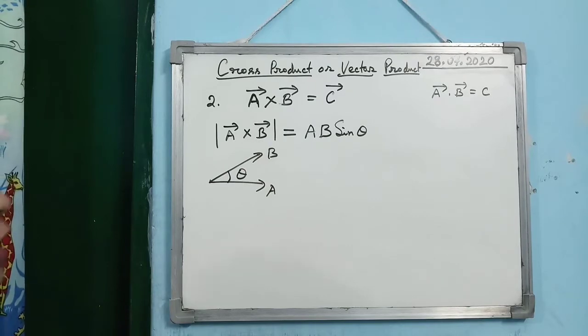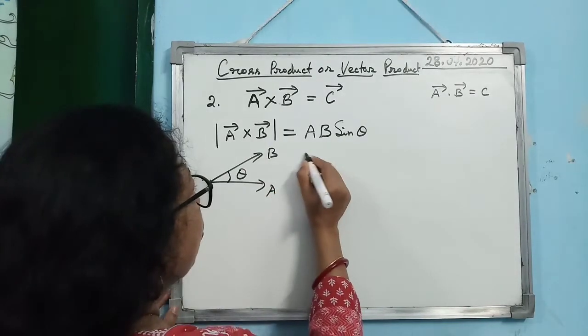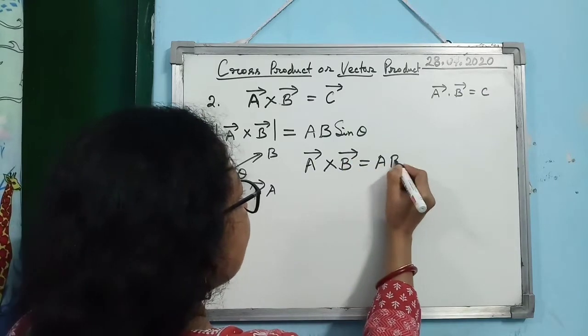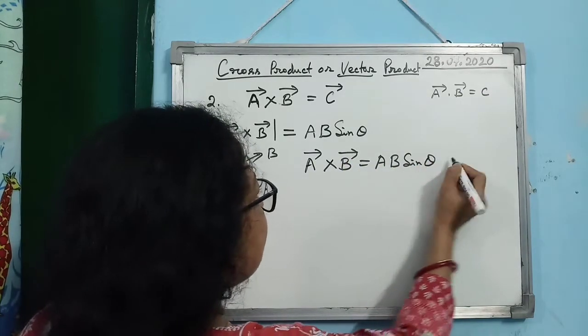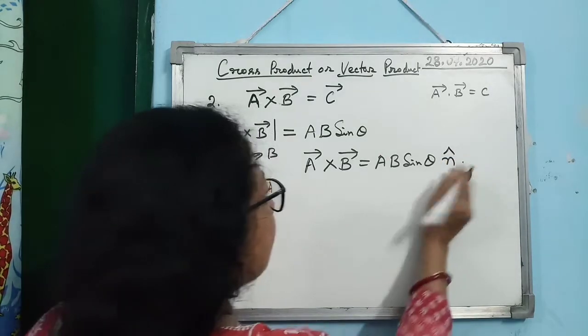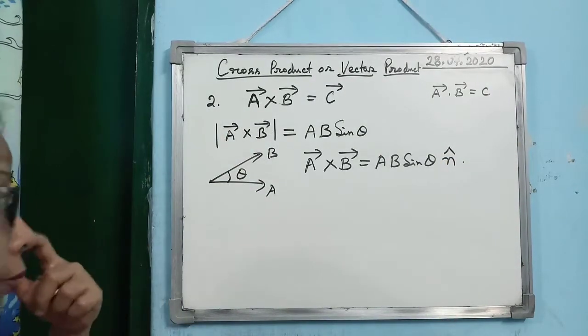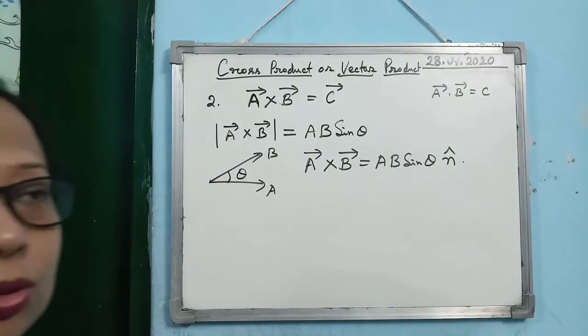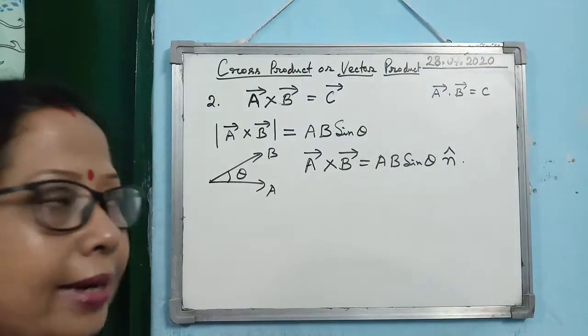Alright. Now, if you want to find the direction, then generally we write it like this: AB sine theta into unit vector n. Now, unit vector n, how do we get the direction? Just use the right hand rule, the right hand thumb rule.